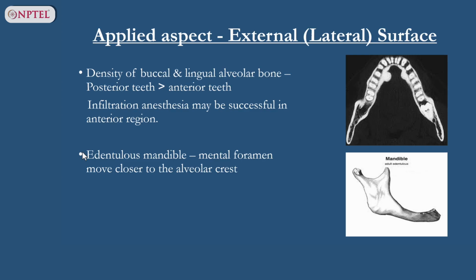Coming on to the applied aspect, the density of the buccal and lingual alveolar bone is very high in the posterior area than in the anterior area. We can say that in the anterior region, the buccal and lingual alveolar bone is relatively porous, and that is why infiltration anesthesia may be successful in the anterior region in certain individuals, especially in the pediatric population.